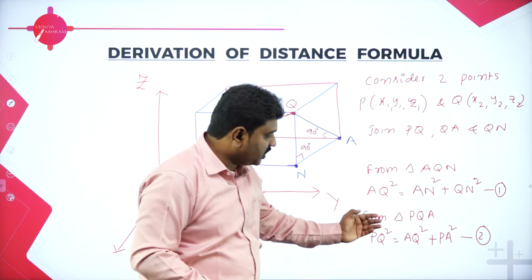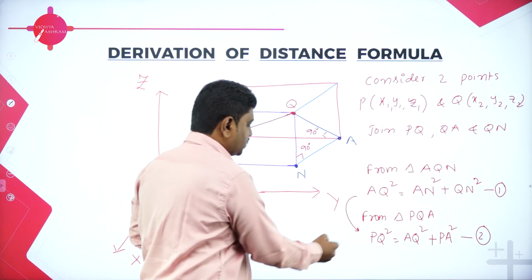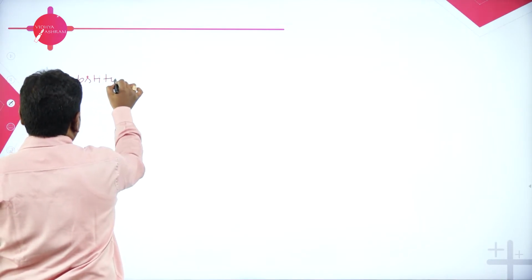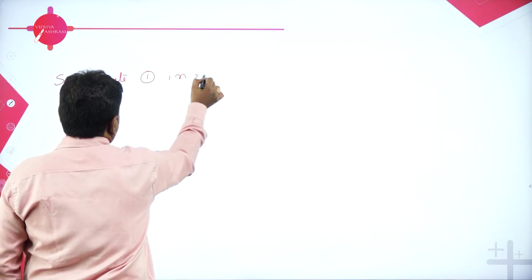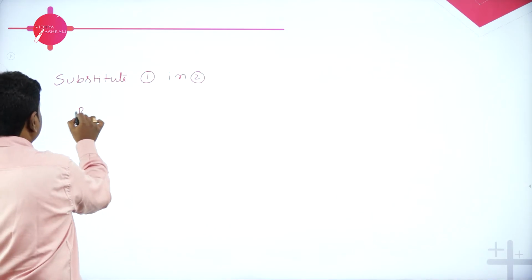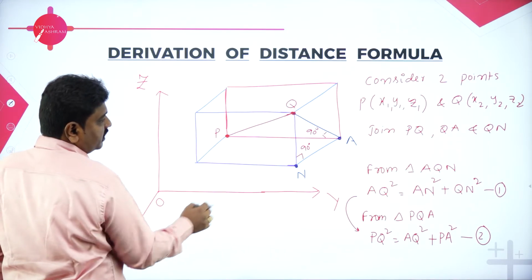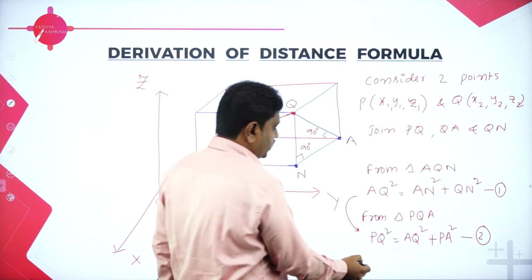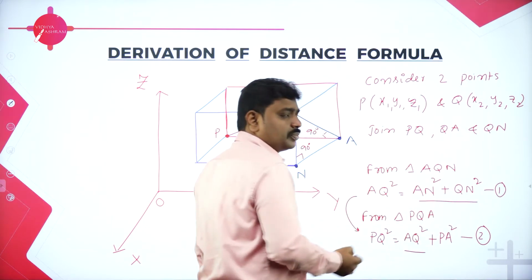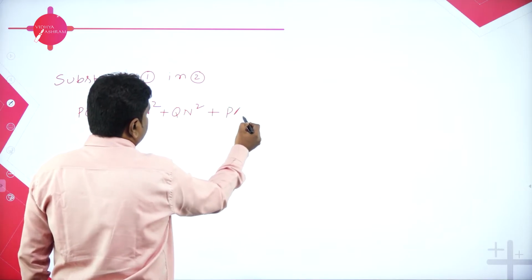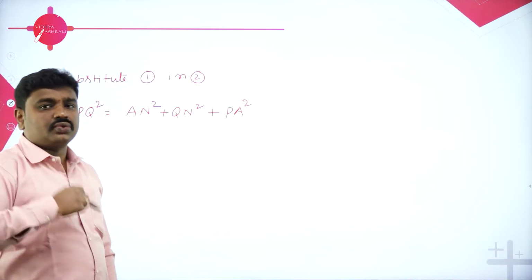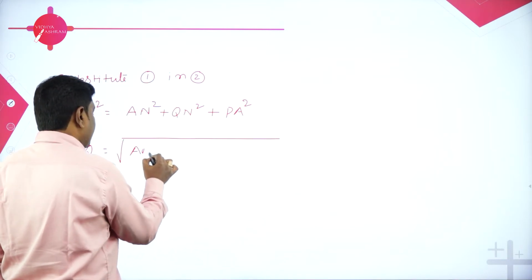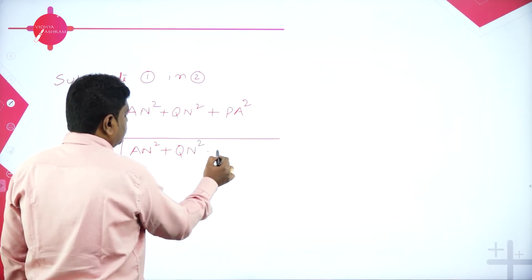Now substitute equation 1 in equation 2. So substitute this equation in this, that is, write the value of AQ square. If you do that, equation 2 becomes PQ square, in place of AQ square you can write AN square plus QN square. AQ square's value is AN square plus QN square, plus PA square. So now this is PQ square. PQ is equal to root of AN square plus QN square plus PA square.